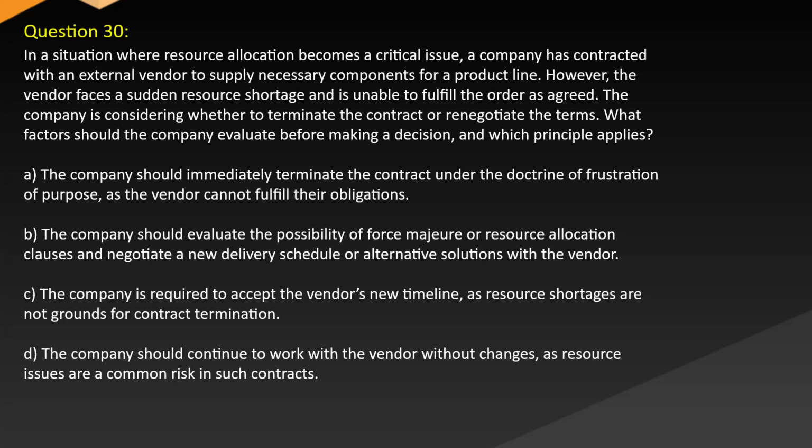A. The company should immediately terminate the contract under the doctrine of frustration of purpose, as the vendor cannot fulfill their obligations. B. The company should evaluate the possibility of force majeure or resource allocation clauses and negotiate a new delivery schedule or alternative solutions with the vendor. C. The company is required to accept the vendor's new timeline, as resource shortages are not grounds for contract termination. D. The company should continue to work with the vendor without changes, as resource issues are a common risk in such contracts.